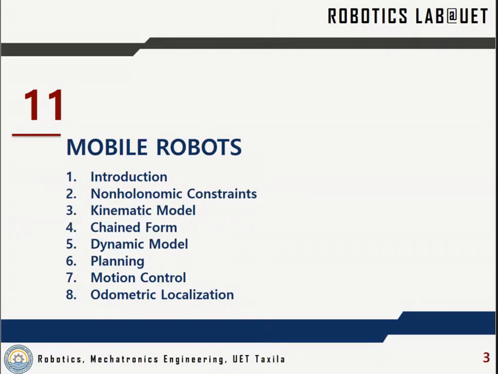I'm discussing chapter number 11 of Professor Siciliano. Please forgive my pronunciation. Its complete name is Bruno Siciliano, and the book title is Robotics Modeling, Planning and Control, published by Springer. I'm discussing its chapter number 11, and today I'll be covering the kinematic model. So, particularly this topic. Let's go there.